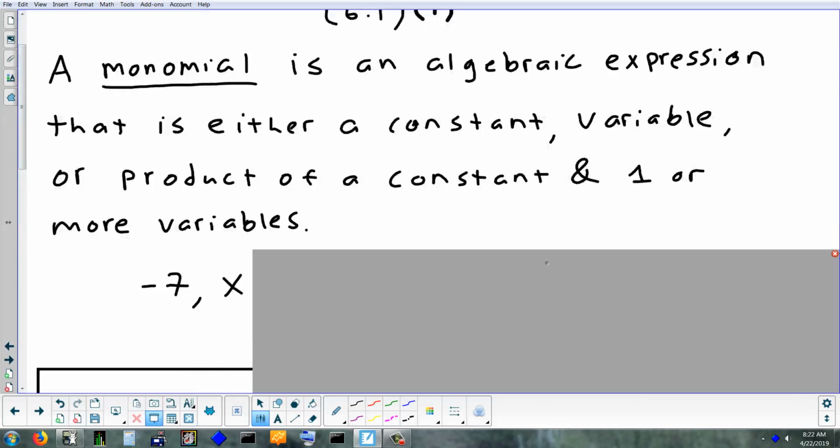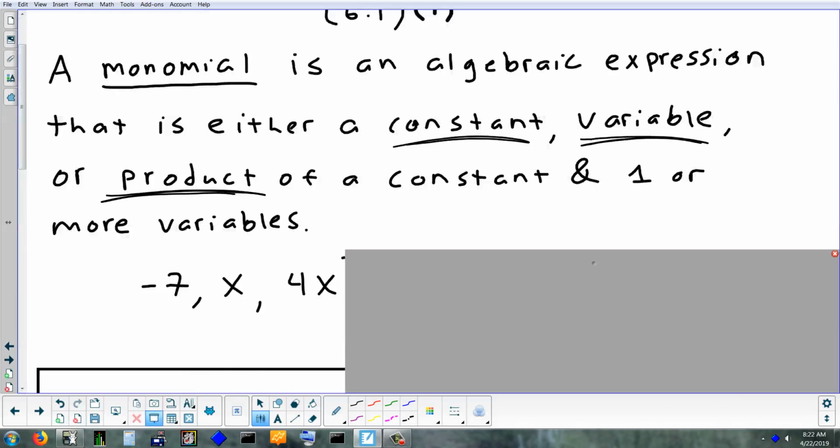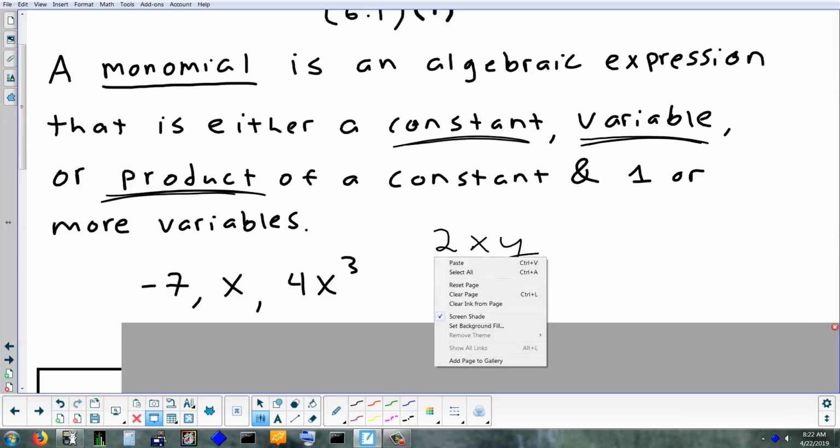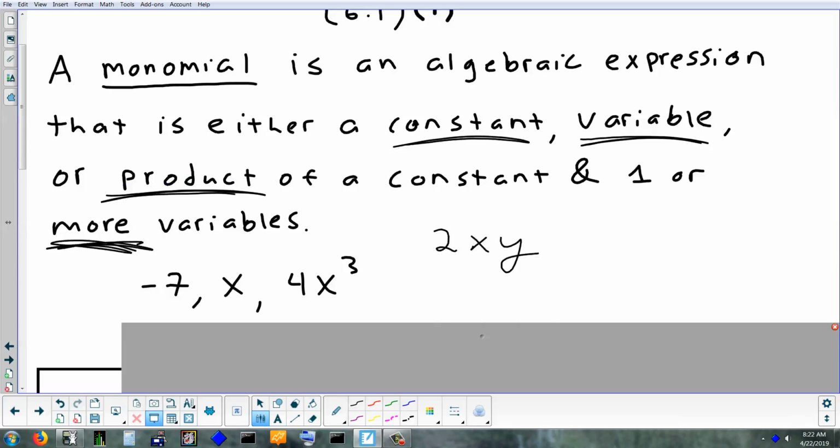A letter, that's considered a monomial. Now, it says here you can have either a constant, that's a number, a variable, that's a letter, we just did those, or a product of numbers and letters. Like this one. That's a product of a number, 4, and a letter, x cubed. That letter actually has a power. That's a monomial. Here's another monomial, 2 times x times y. It's the product of a constant, here 2, and one or more variables, 2xy.